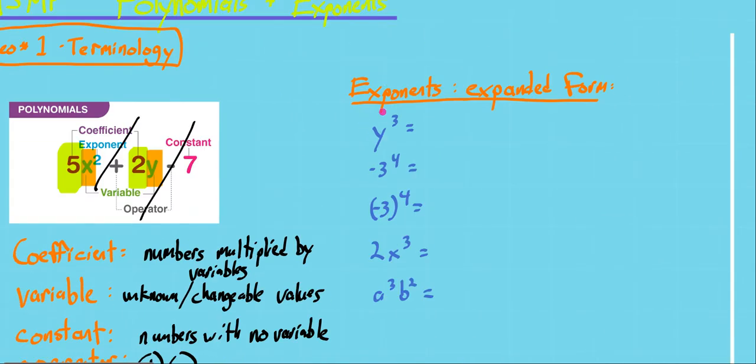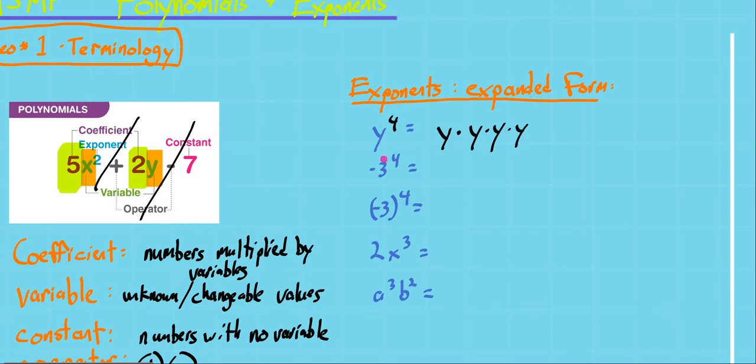Before we go any further, it's a good idea to remember about exponents. So, for example, y cubed, here is our base, and that is our exponent. So y cubed means repeated multiplication. So y times y times y, there's 1, 2, 3 of them. So that's y cubed. If it was y to the power of 4, there would be one more.